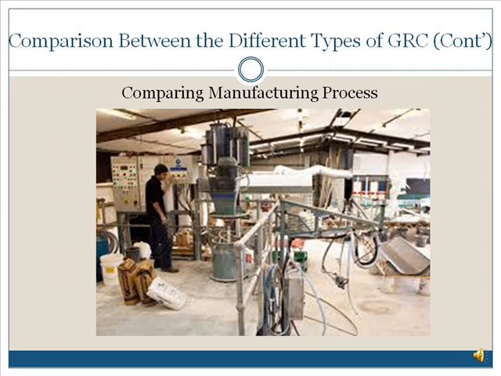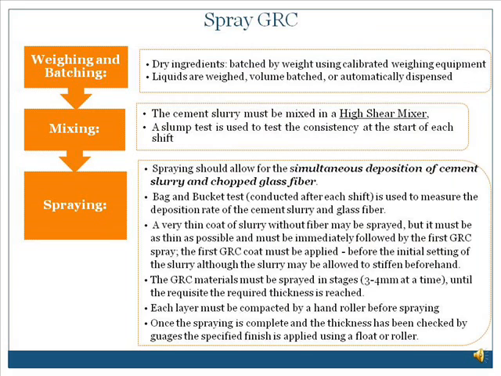The next criteria of comparison of the types of GRC is the manufacturing process. First, we will start with spray GRC. The manufacturing process usually starts with weighing and batching, and this is done both for dry ingredients and liquid ingredients. Next comes the mixing, which is done for the cement slurry using a high shear mixture, and the slump test is later performed to ensure that the slurry has proper consistency.